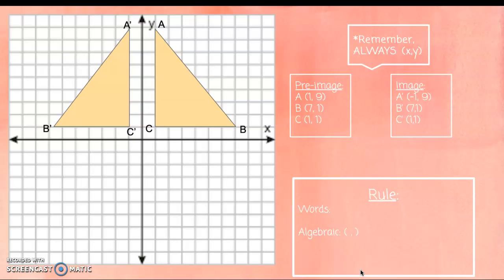Let's look at another one. Oh, this is the one that you guys are going to do on your own. So I gave you guys the pre-image and the image, and I plotted them for you. Now you guys are going to write the words. What was it reflected over, the x-axis or the y-axis? And algebraically, what's it look like? What happened to the x value? What happened to the y value? All right.